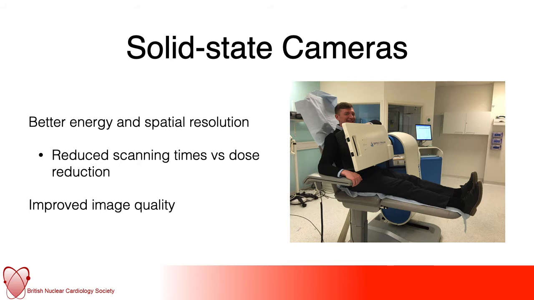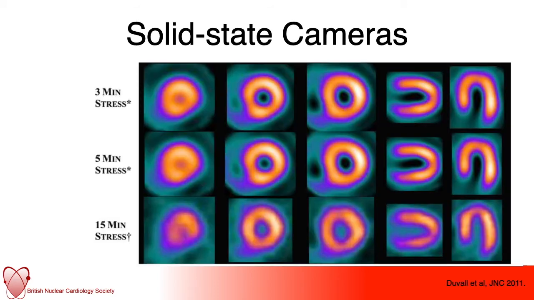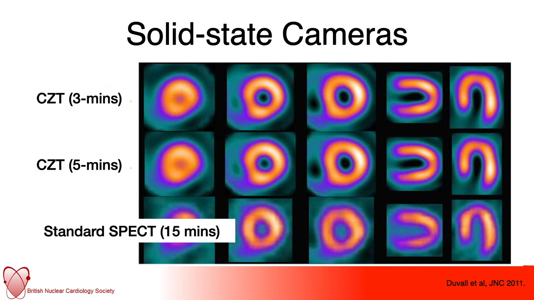A number of departments in the UK and a large number of centres in the US now have these, and this is, as I say, a cardiac-only scanner, but that does provide better energy and spatial resolution, which allows you to trade off reduced scanning times and or reducing the dose you inject into the patient, and therefore the radioactivity the patient receives. And overall you get a much better image quality, and I'll show you a picture in a second. So here you can see on the bottom row, this is a standard SPECT image acquired over 15 minutes.